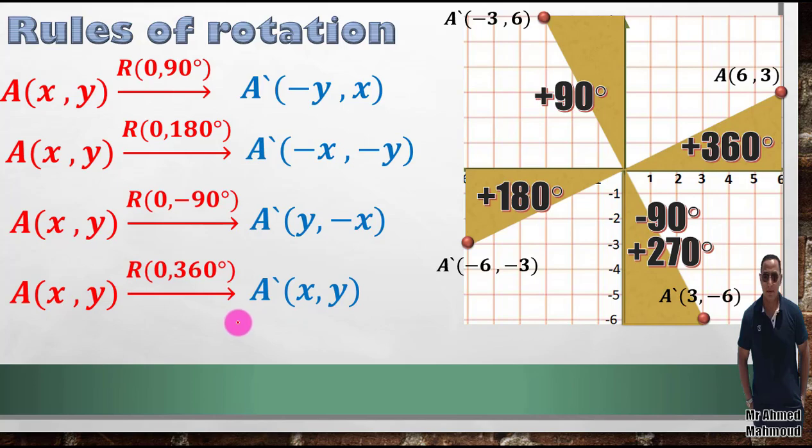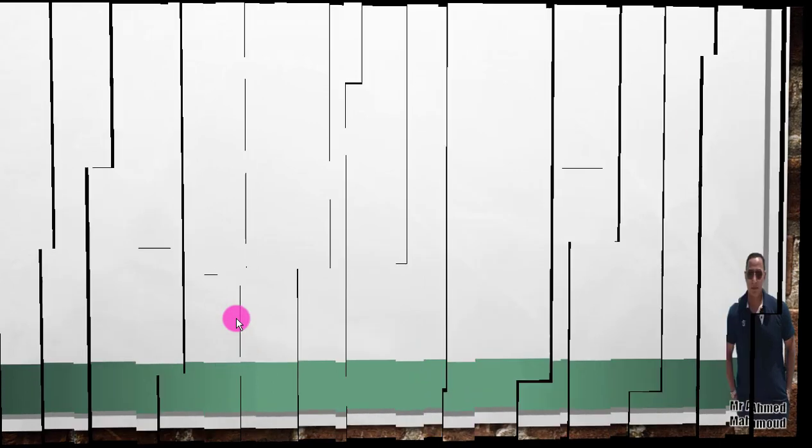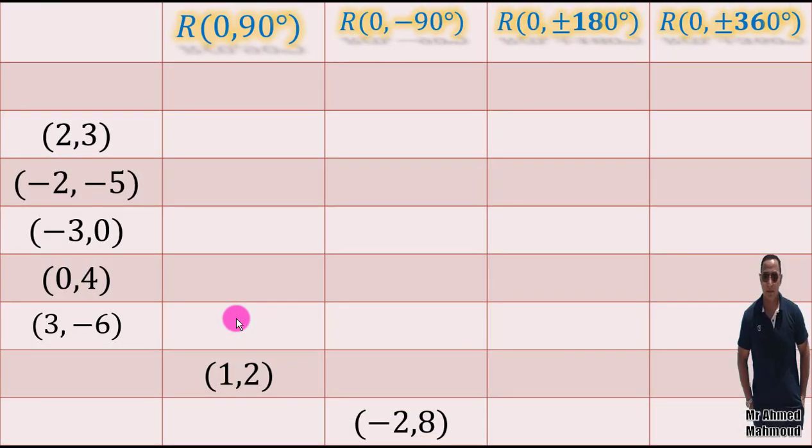Okay, let's solve the first example with us. Here in this example, we have this table as we see. I have some points here, 2 and 3, negative 2 and negative 5 and so on. First I need to rotate them 90 degrees, negative 90, 180, and 360. Now remember with me, the original point is called x and y. Rotation 90 equals negative y, x. Remember with me the rule. This is the rule of the rotation.